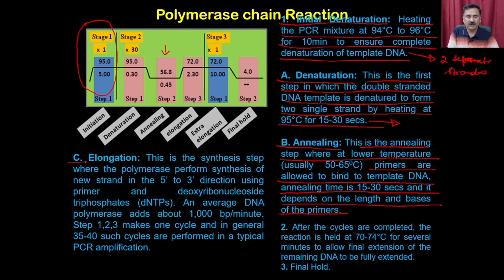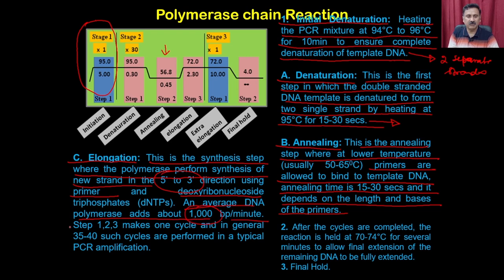So you're going to enter into the elongation phase. This is the synthesis step, where the polymerase is going to perform the synthesis of a new strand in the direction of 5 prime to 3 prime using the primers and the dNTPs that you add into the reaction. An average DNA polymerase adds about 1000 bases per minute.